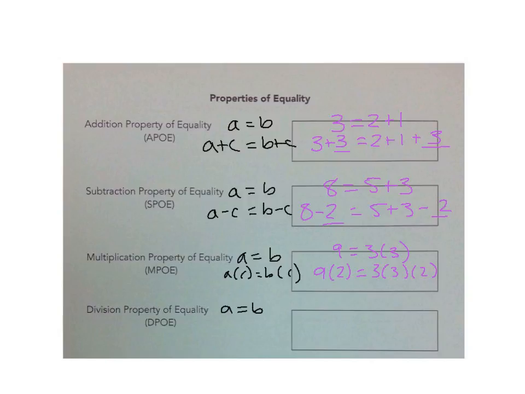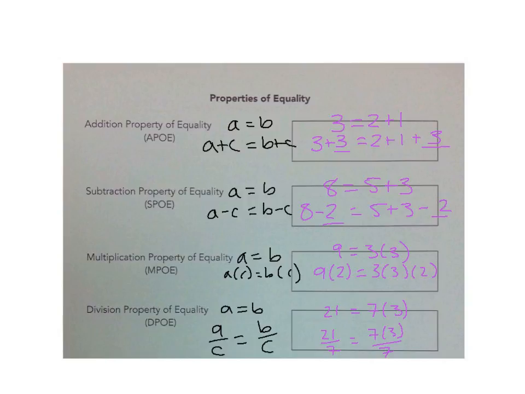Now for this last one, division, just like it sounds, I'm dividing a number to both sides, so therefore my equation stays the same. So here, let's say I have 21 equals 7 times 3. And let's say I divide both sides by 7. In doing so, 21 divided by 7 gives me 3, and 7 times 3, which is 21, divided by 7 gives me 3 as well.